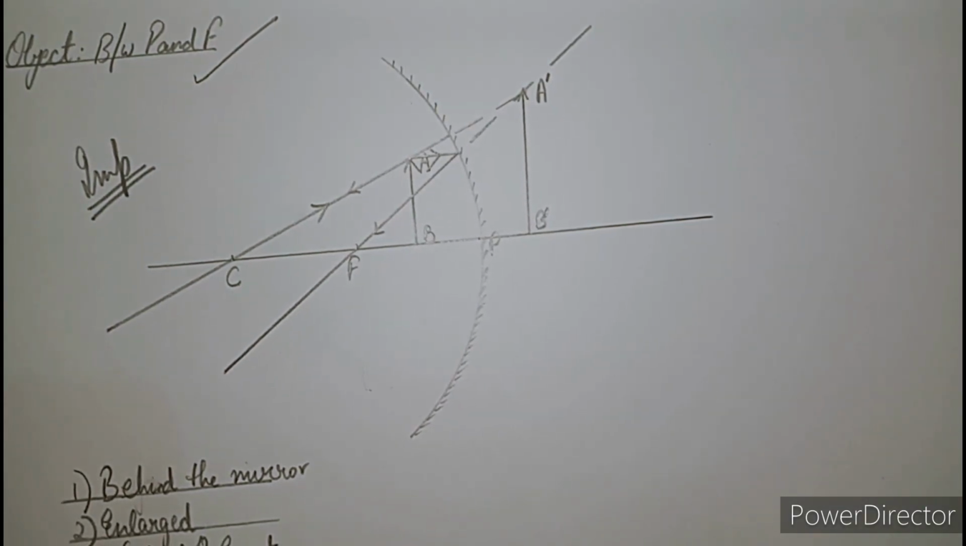So that's all for the ray diagrams for the concave mirror. You can check out my other videos where the ray diagrams are for the lenses, the convex mirror, and we have numericals correlated with the ray diagrams.